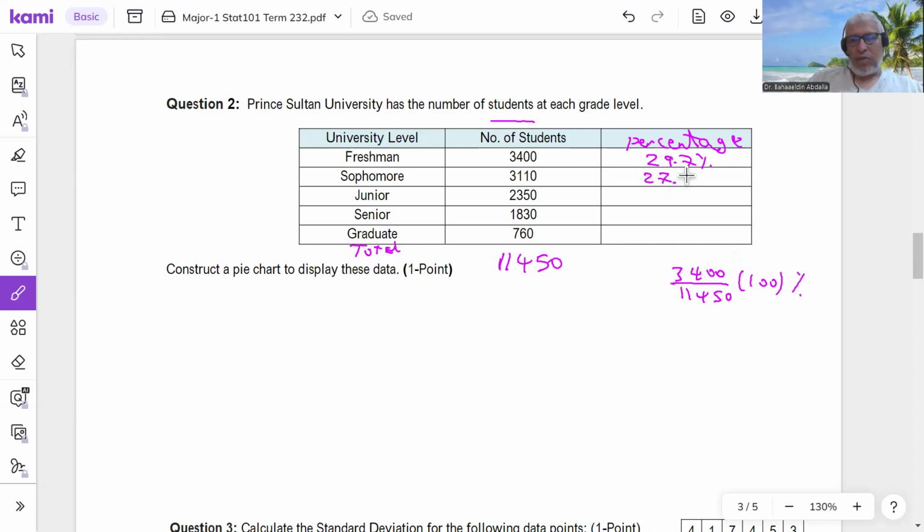So this would be 27.2, and this is 20.5, and 1,830 over 11,450 times 100 is 16. So this is 16%, and this is 6.6%. If you add all of these percentages, you will find the total is 100%.